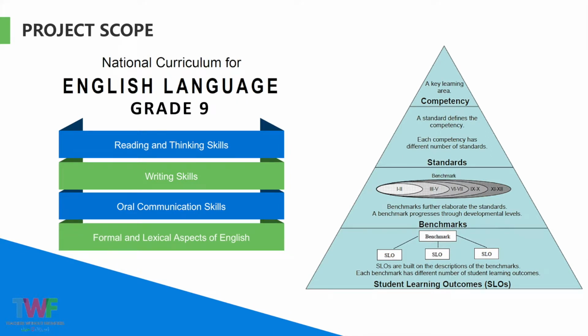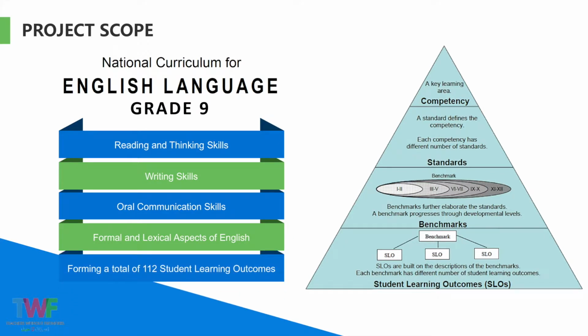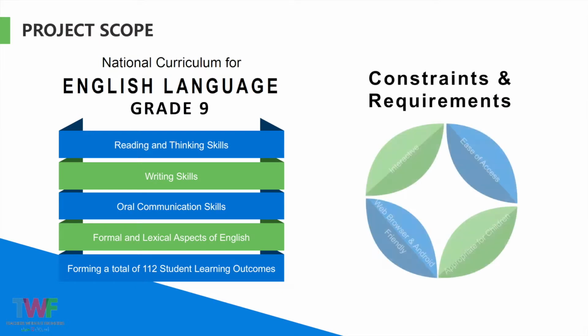These competencies are further broken down into standards and benchmarks, and finally to individual student learning outcomes. The four competencies together form 112 student learning outcomes. Resources had to be collected for these 112 SLOs. A number of constraints and requirements were set.